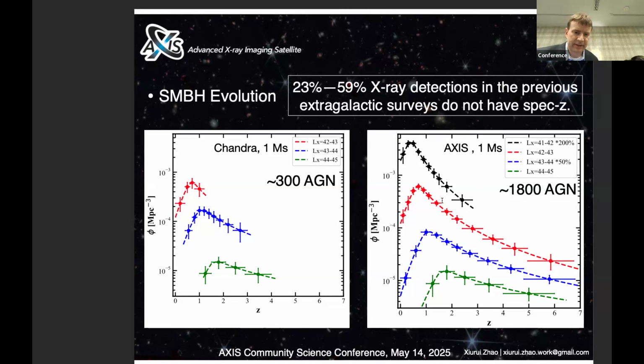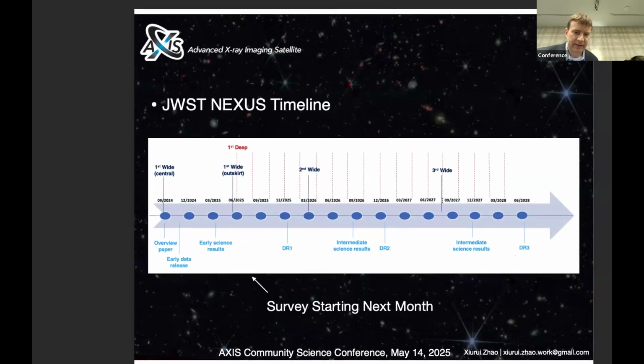So why is this important? Because 23% to 59% of the X-ray detections in the previous extragalactic surveys do not have reliable spectroscopy. Those sources without spectroscopic redshift are most important because they are either faint or heavily obscured, and they can tell us about the population synthesis models. They are important ingredients. So how will JWST survey this field?